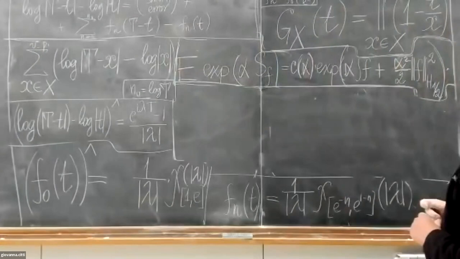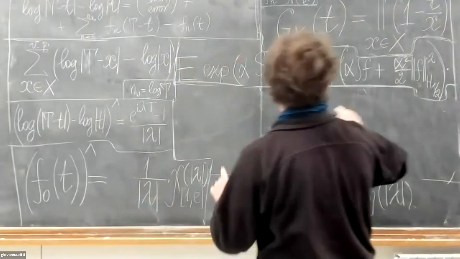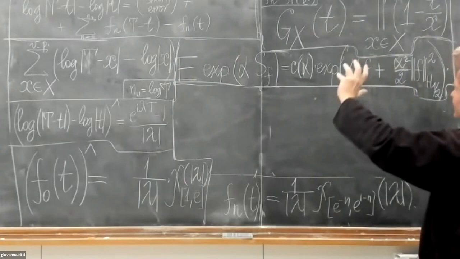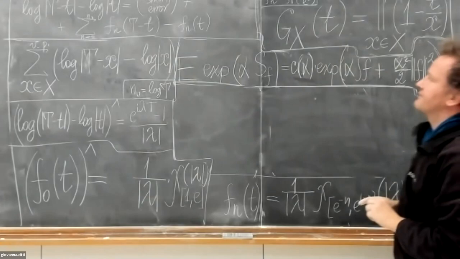Because the Fn's are independent. Looking at this formula, when I say independent, I mean they can be thought of as independent. They're not actually independent because there are all sorts of pressures, but they are close to being independent. Fn's are close to being independent.